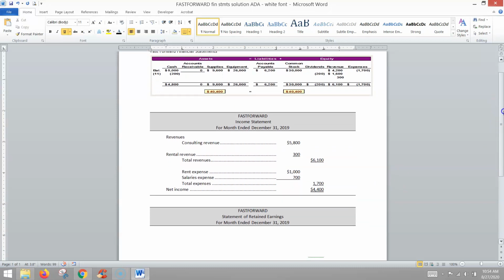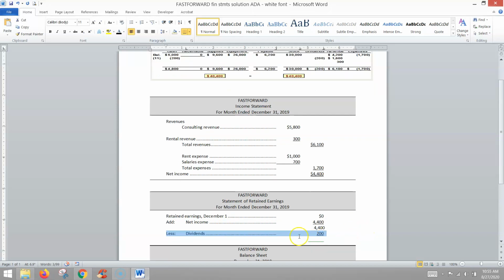We then go to the next financial statement, which is the statement of retained earnings. This one is going to show and start with our beginning retained earnings. For this company, it was 0 because this is the first year of our business. Then we're going to add our net income and total it. We're then going to subtract our dividends. Again, here's the dividends as part of the equity section. So we have $200 we're going to subtract. And then we determine our ending retained earnings.